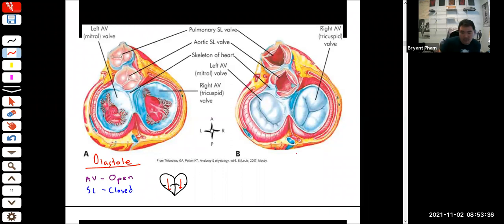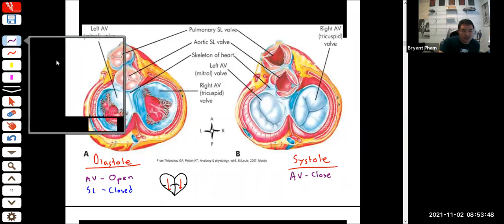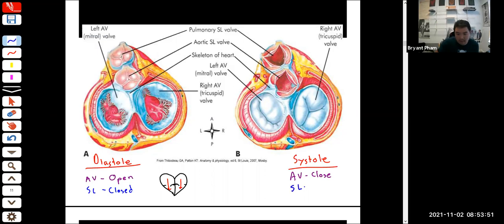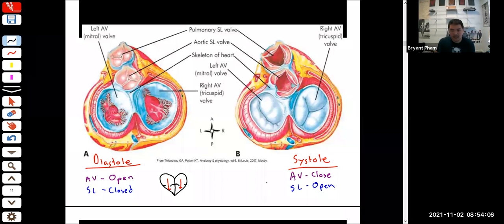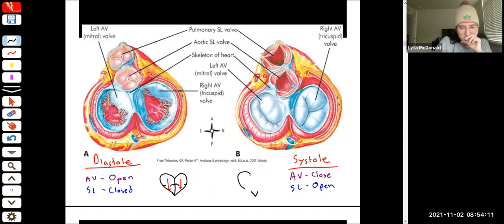Okay, so if we apply the same logic on the other side, systole: AV valves are closed, but your semilunar valves are open. The question I have for you is why? Why during systole do the AV valves need to be closed? Why during systole do the semilunar valves need to be open? Because you need to take the blood in the ventricles and oxygenate it.